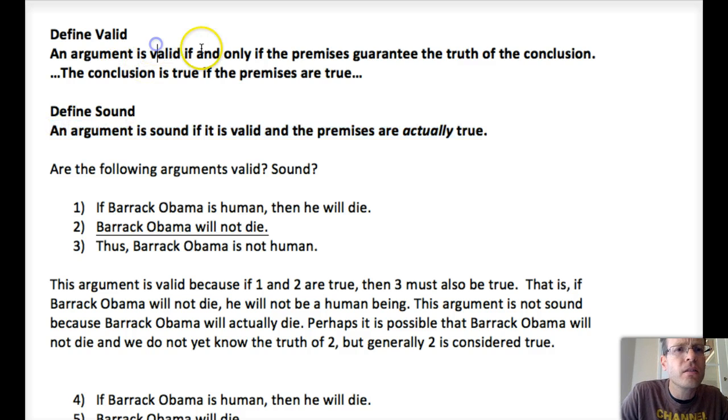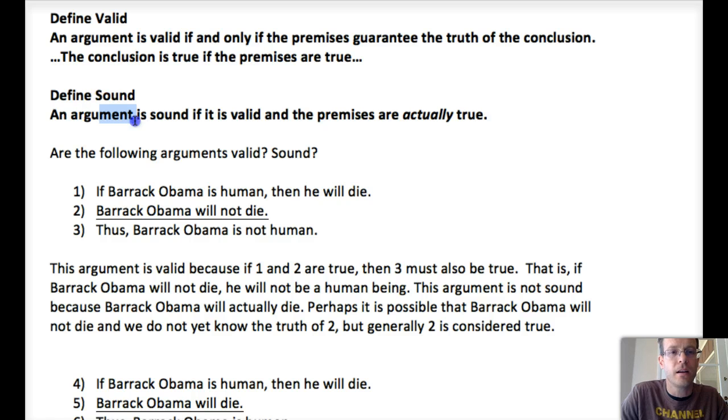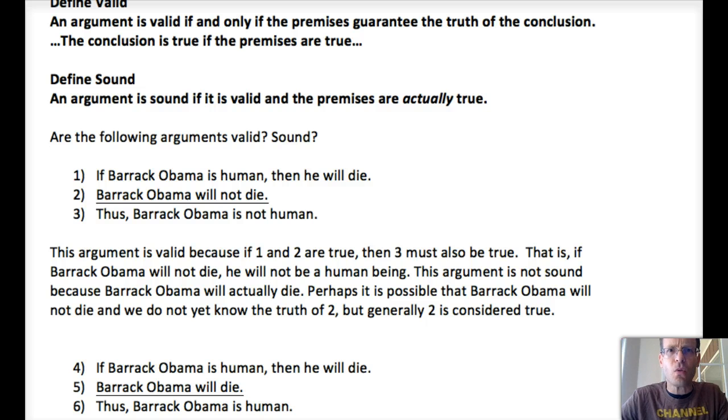Let me make sure I got it. Valid if and only if the premises guarantee the truth of the conclusion. The conclusion is true if the premises are true. Those are fine. And then define soundness. Remember, it has two parts. The argument has to be valid and the premises are actually true. So let me give you a few examples with a model answer to start, and then we'll talk through the rest so you get a picture of what we're dealing with.